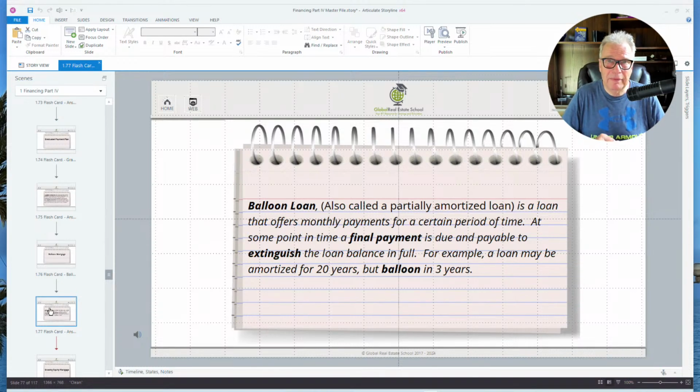Well, let me back that up. I shouldn't say lower payments than what you should make. A balloon payment, also called a partially amortized loan, is where, let's just say you want to buy a piece of real estate from me, and I want $200,000 for it. And you say, John, could you finance it for me?